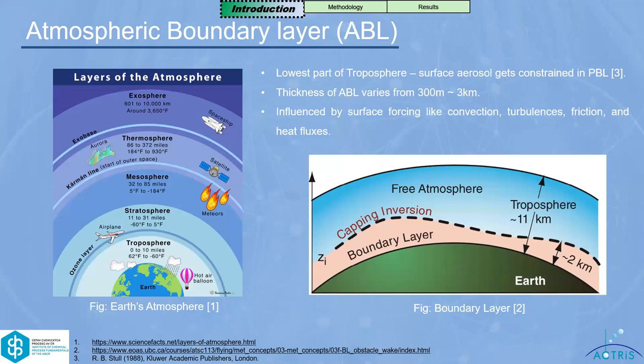In the Earth's atmosphere, we have several layers like the troposphere, stratosphere, mesosphere, and so on. But there is one more layer, that is the atmospheric boundary layer. It is the lowermost part of the troposphere. Basically, it lies between the surface layer and the free atmosphere, and it also contains all the particles emitted from the surface. The thickness of this layer varies from 300 meters to 3 kilometers, and this layer is highly influenced by processes from the surface, such as turbulence, heat fluxes, and convection.